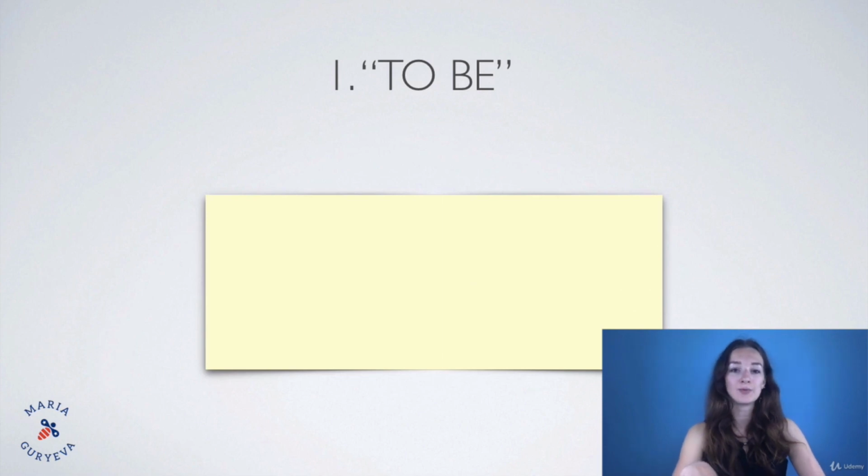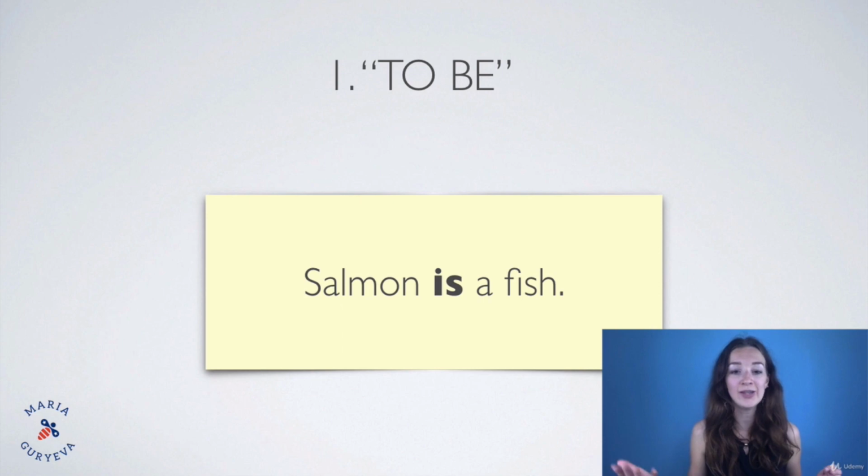The first one is verb to be. This is easy. For example, we have salmon is a fish. We don't know what is salmon, but we see the verb to be, is, and then we see the definition, fish. So now we know salmon is a fish, right?